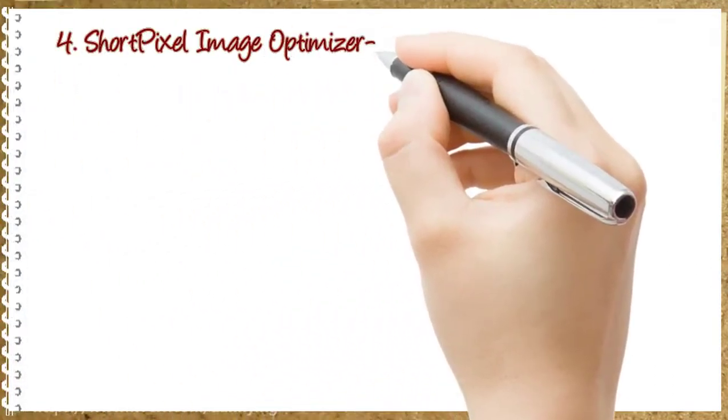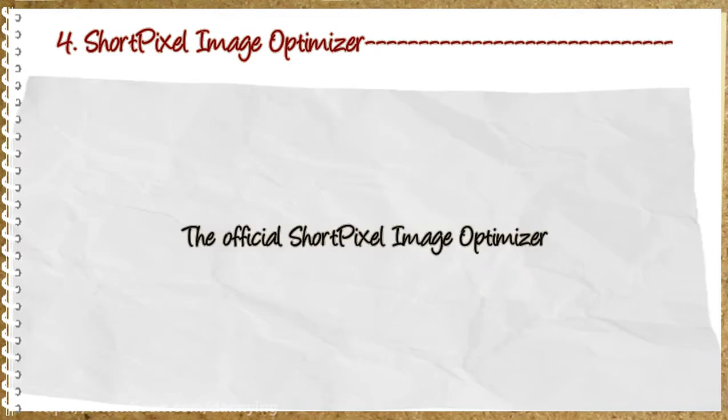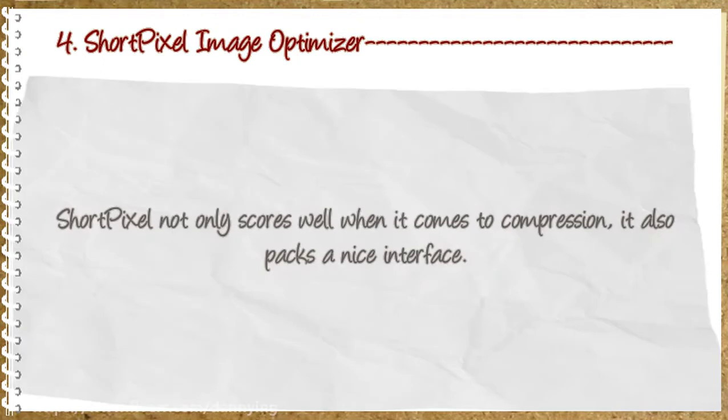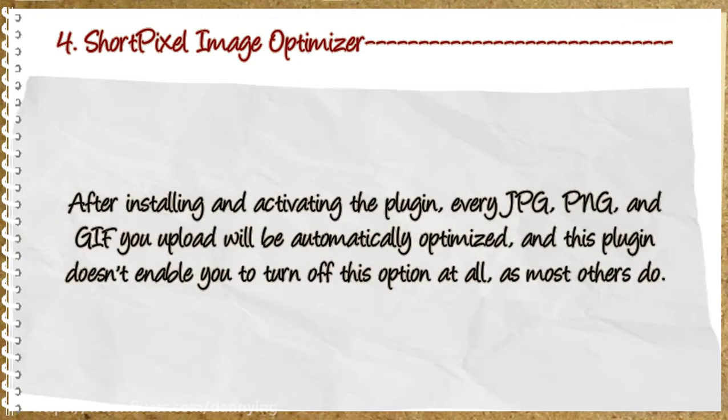4. Short Pixel Image Optimizer. Short Pixel not only scores well when it comes to compression, it also packs a nice interface. After installing and activating the plugin, every JPG, PNG, and GIF you upload will be automatically optimized, and this plugin doesn't enable you to turn off this option at all, as most others do.